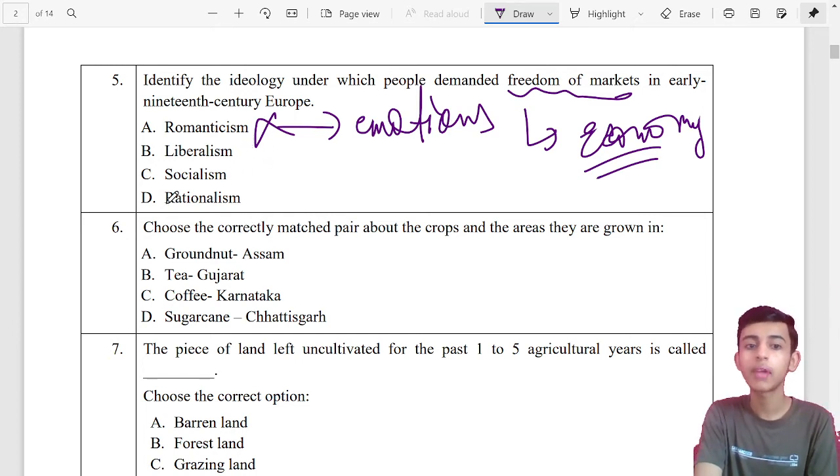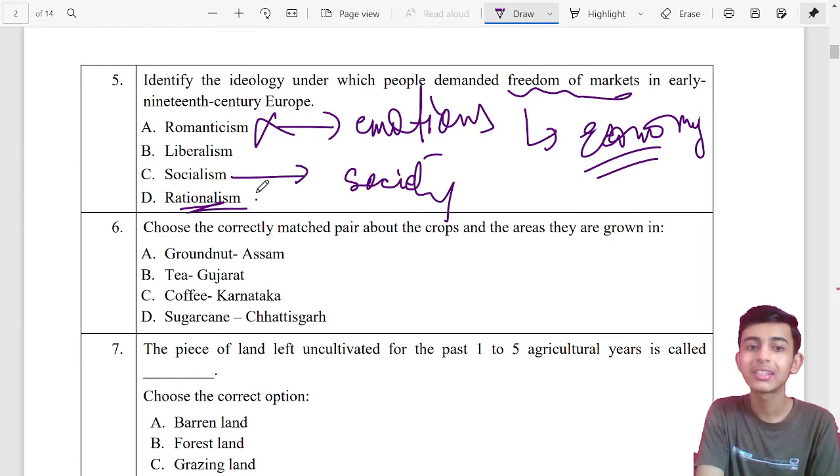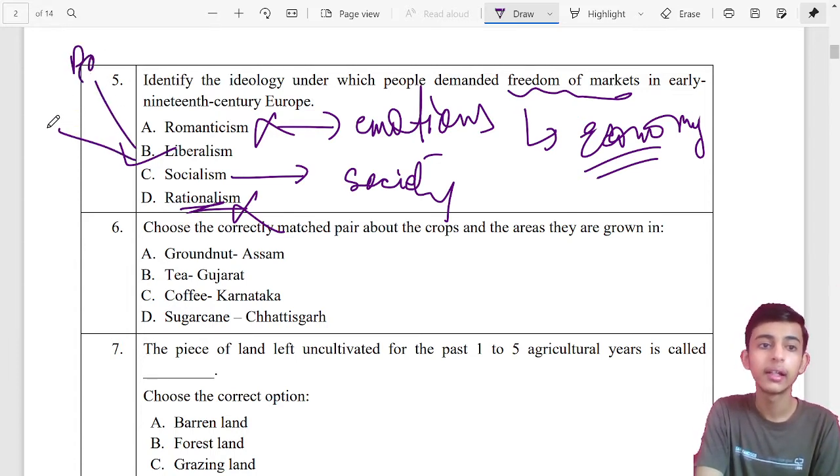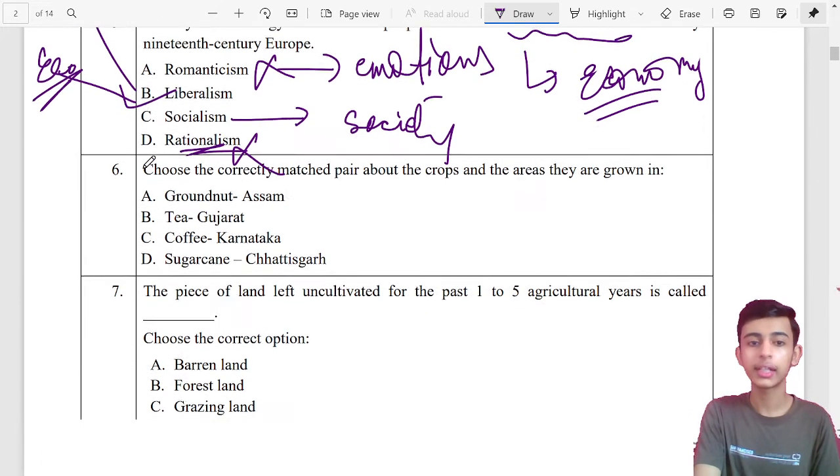Liberalism, socialism, rationalism. What do you think? Socialism is related to society, and rationalism is not the correct answer because we did not discuss it. So the answer becomes liberalism. Now liberalism has 2 spheres in it, political and economic. So it is related to the economic sphere. Okay, so liberalism is the correct answer.